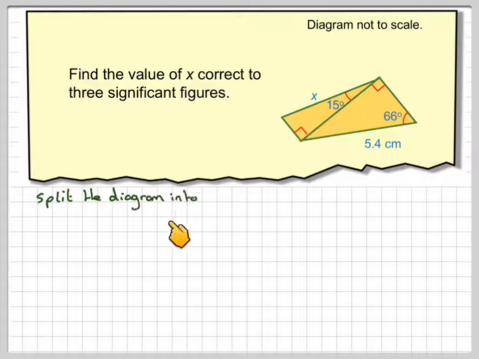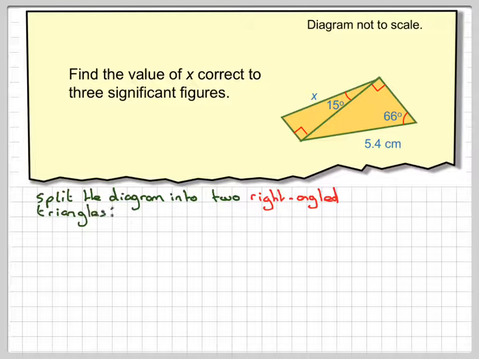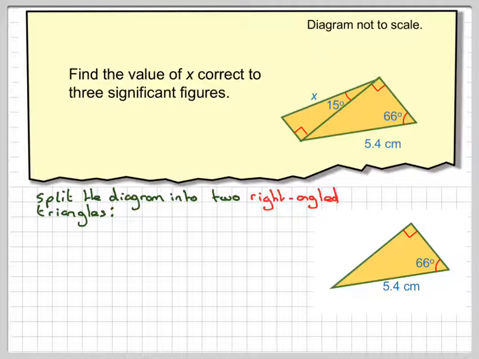So split the diagram into two right-angled triangles. We're going to first of all draw this one out. And if we now label that, this is the hypotenuse, this is the adjacent, it's next to this angle, and then this one is the opposite because it's opposite the angle. This is the one that we need to calculate because it's the same as this length here.